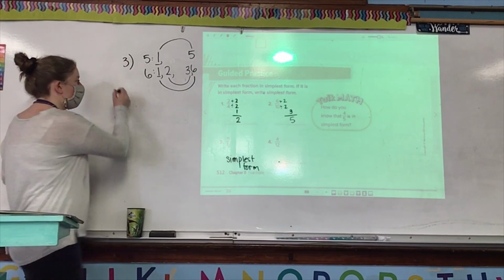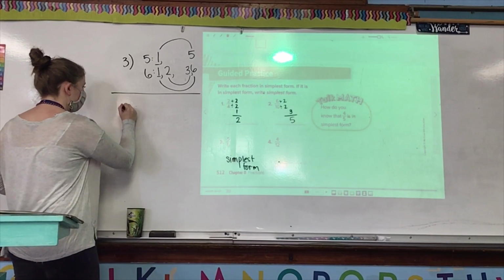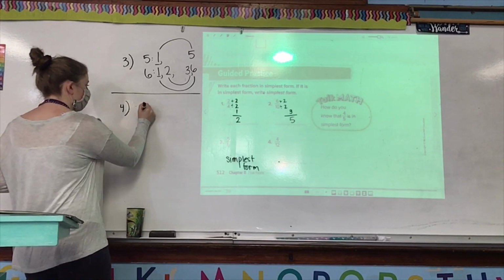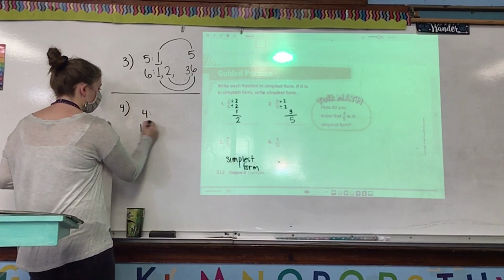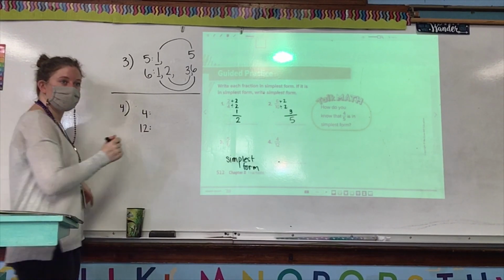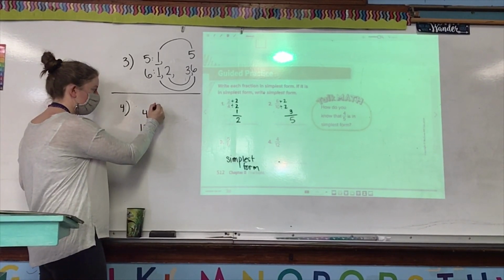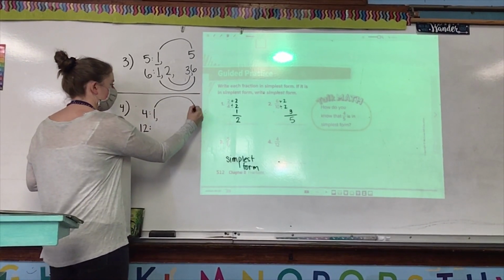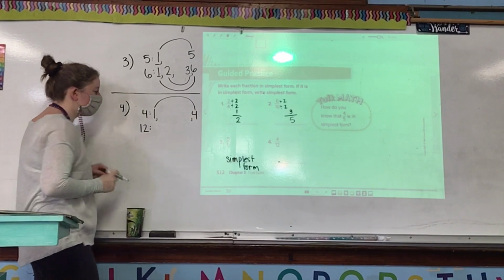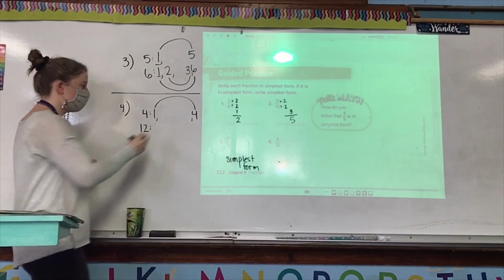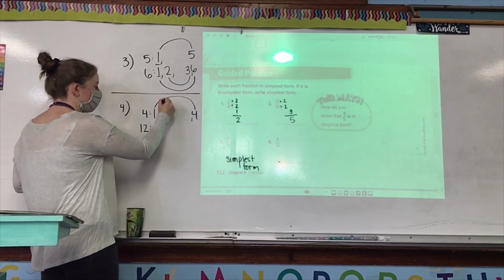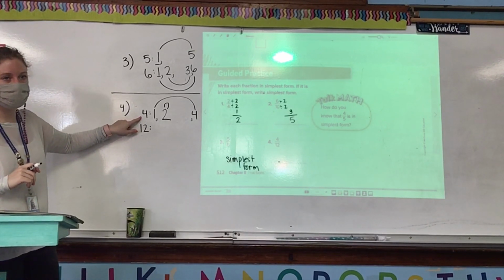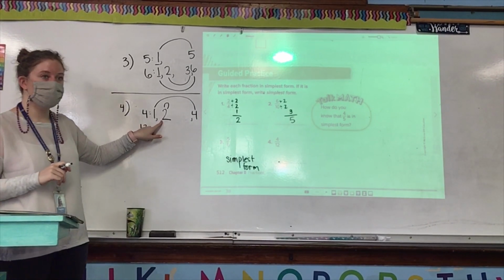Okay, number 4. Give yourself space above and below so that you can do your factor rainbowing. And Carla, you're going to help. The first factor of 4 is 1. 1 is a factor pair with 4. 4 is even, so the next factor is 2. 2 is a factor pair with 2, and we met in the middle. So the factors of 4 are 1, 2, and 4.